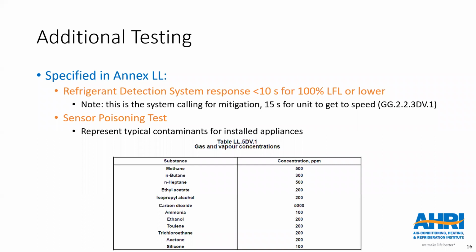Also in Annex LL, we have sensor poisoning tests. On the screen, we have a variety of chemicals that we will expose the sensor to. Just like before, the sensor needs to continue to operate after exposure to these chemicals, and there also can't be nuisance tripping with this. It's my understanding that the working group identified these chemicals because they could typically be seen in a household or commercial industrial environment. And the concern was that we didn't want other chemicals to elicit a response from the refrigerant sensor.